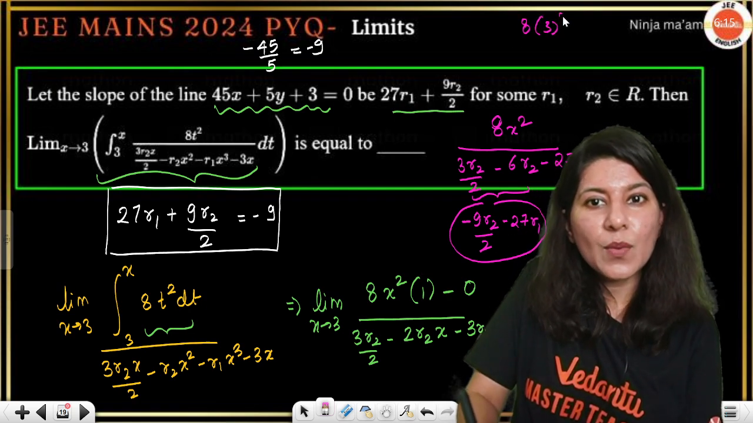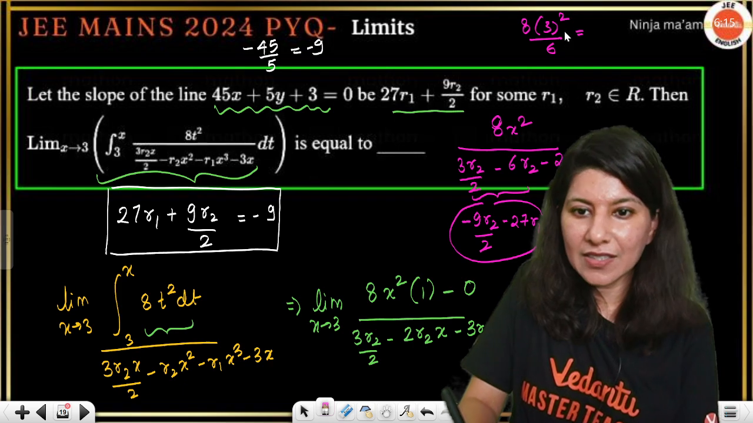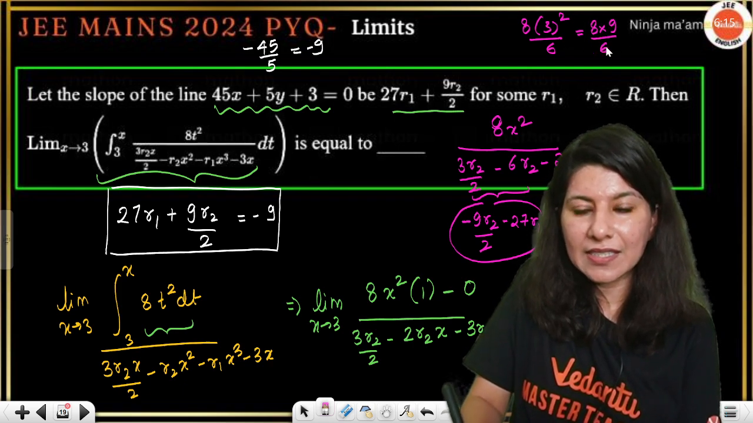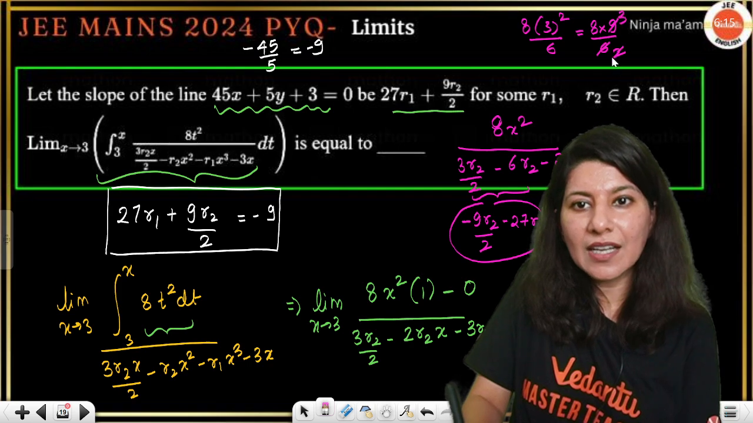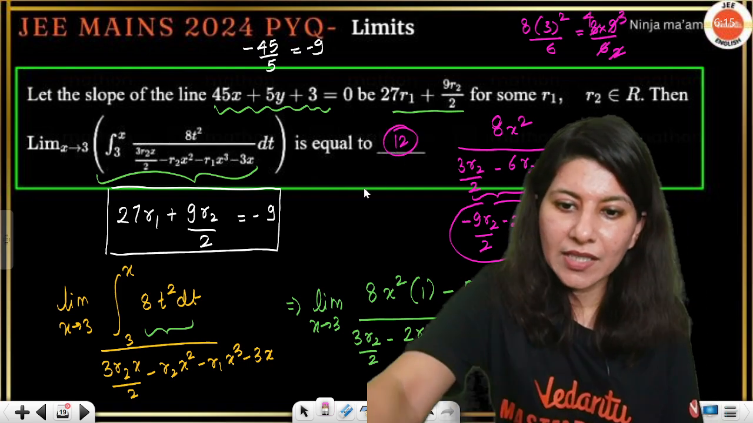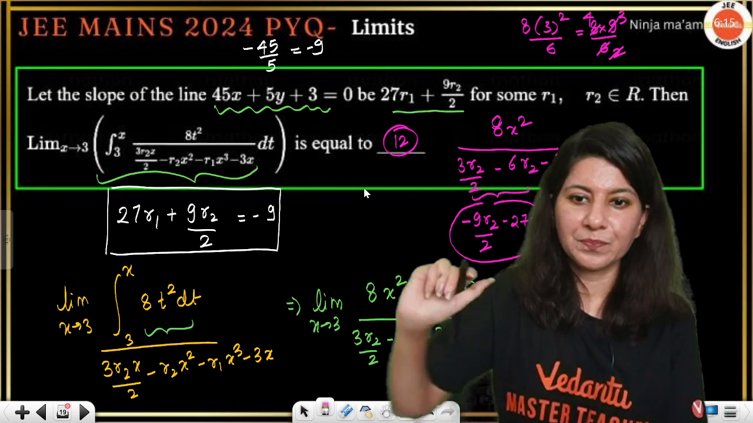So 8 3 square by 6 will be your answer, right? So this is 8 into 9 by 6. 3 2s are, 3 3s are, and 12 is the absolutely correct answer of this question.